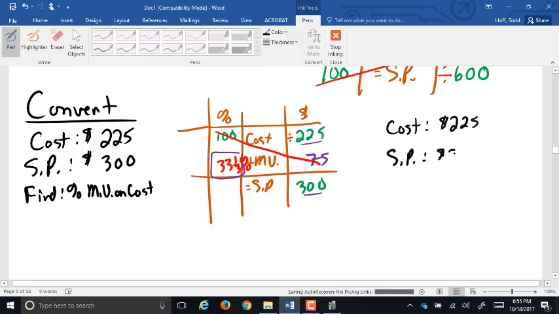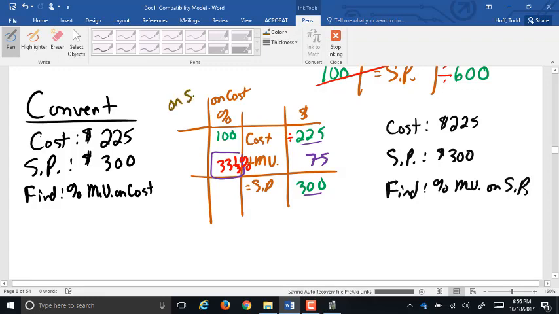Now, I'm putting the same numbers up over here, but this time I want to find the percent markup on selling price. I'm just going to leave it right in this chart here. And I'm just going to put a column over here. This was on cost. But a column over here is going to be on selling price percent. And what's going to change is the 100 goes with the selling price. But I'm still looking for this amount.